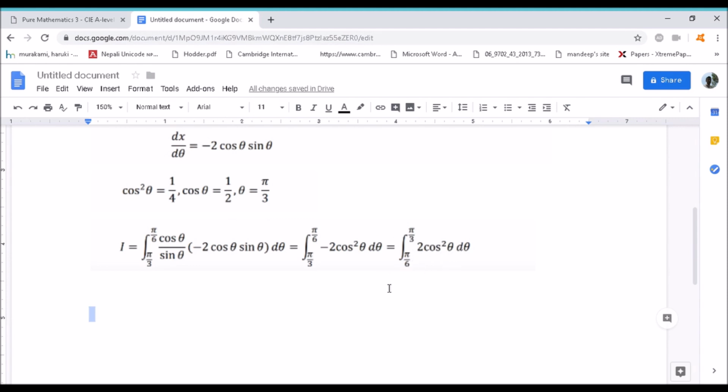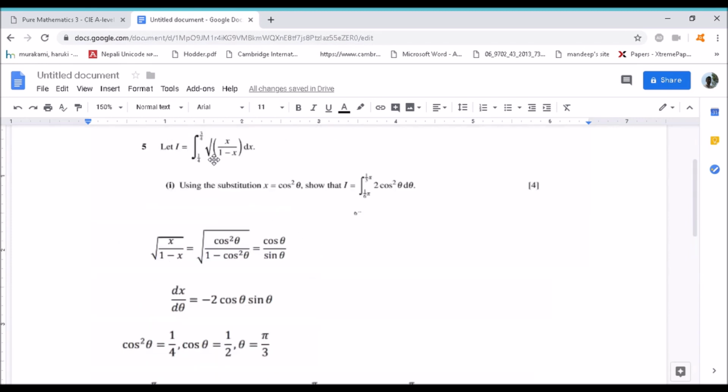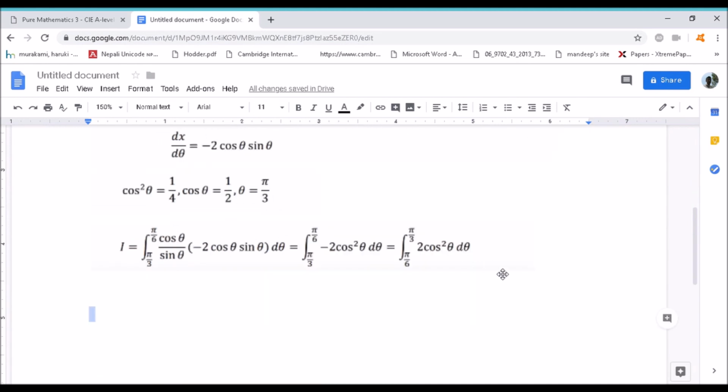So our answer will be the integral from pi over 6 to pi over 3 of 2 cos squared theta. I didn't show you how I got pi over 6, but I got it by replacing x by 3/4. So cos squared theta equals 3/4, so cos theta equals root 3 over 2, plus or minus root 3 over 2. So root 3 over 2 gives pi over 6. So that's how I got it.